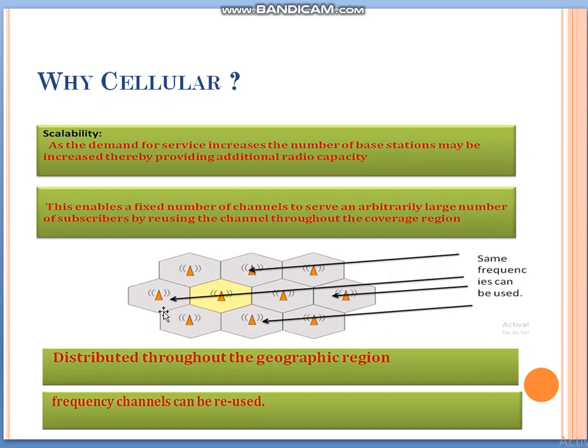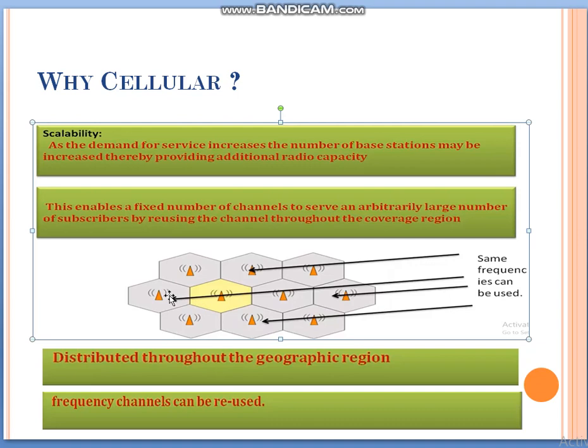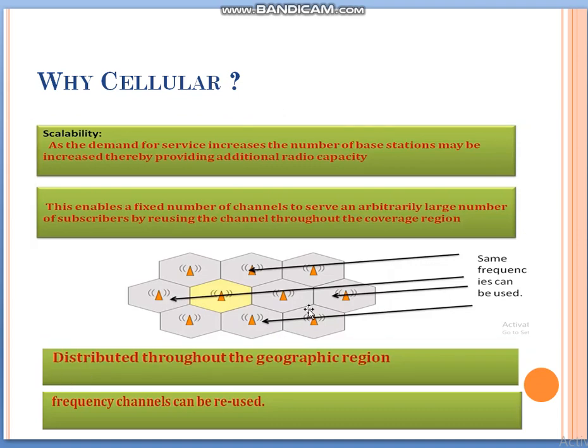Because we are using a reuse frequency concept. Means some criteria, just like distance criteria. When two cells are available at a far distance, means they are not neighboring cells, so it is using the same frequency. Means this cell and this cell are too far, so this is using the same frequency.